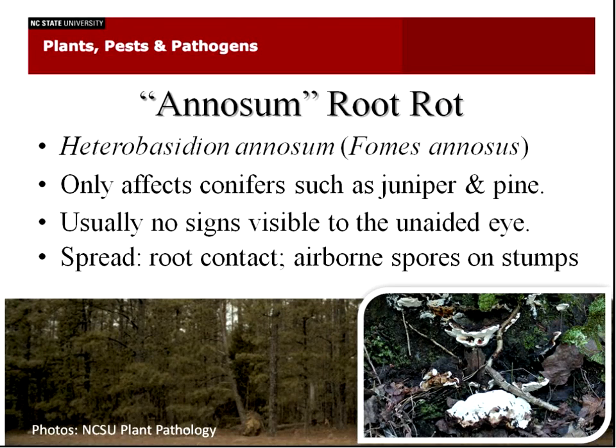In the case of that juniper in previous photos, it turned out to have what we call annosum root rot, caused by the fungus Heterobasidion annosum, and you may remember it under its older name of Fomes annosus. The good thing, if you can say that, about this is that it's only going to affect conifers, such as juniper and pine, so that you're safe to plant other kinds of trees and shrubs, although if there's a heavy population growing in the span of a susceptible plant, there could be other species affected.